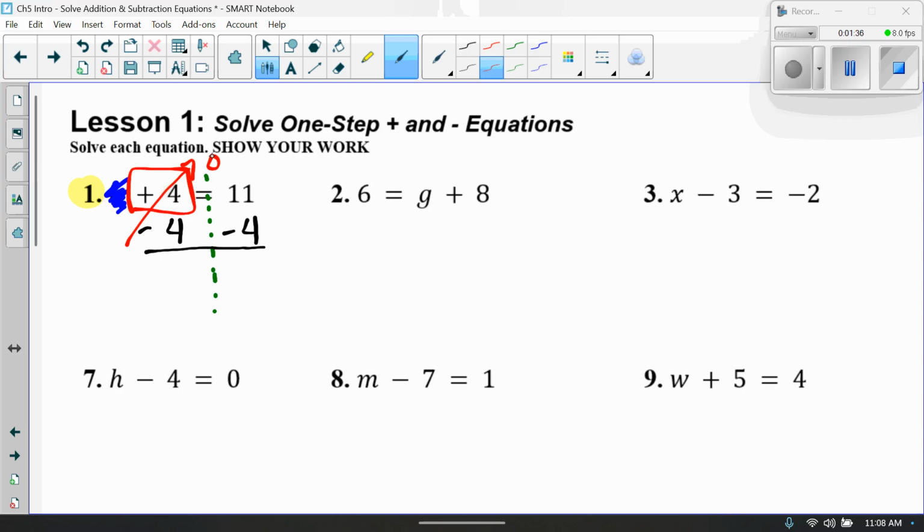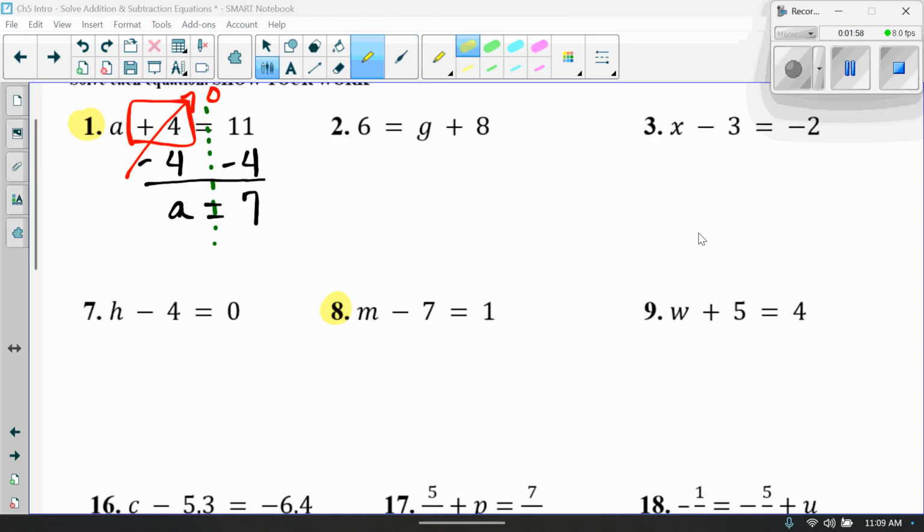So now I have A by itself. See, because A plus 0 is A. Is everybody clear? And that's equal to 11 minus 4, which is 7.